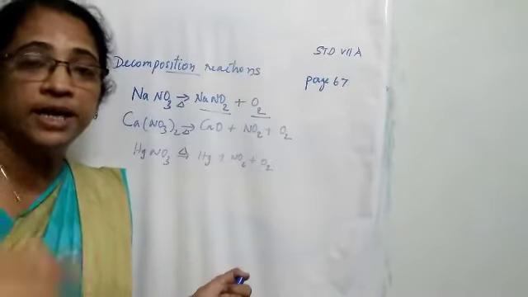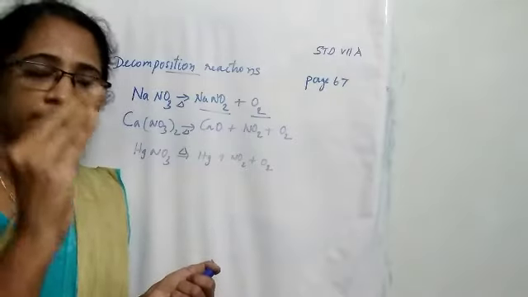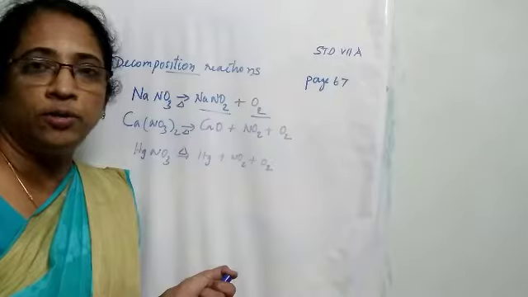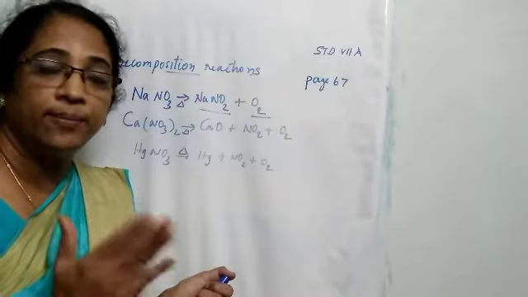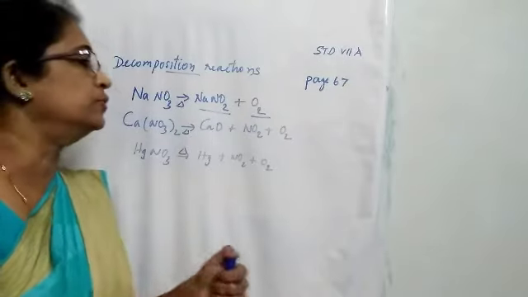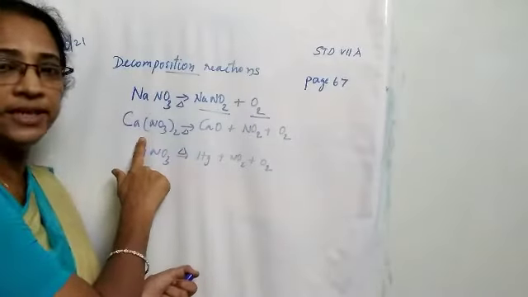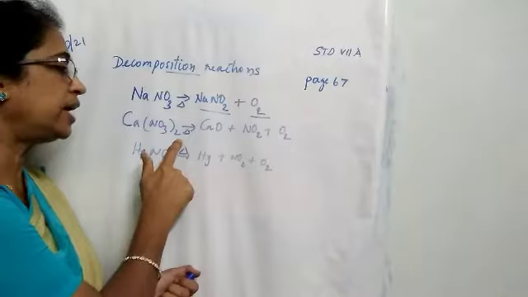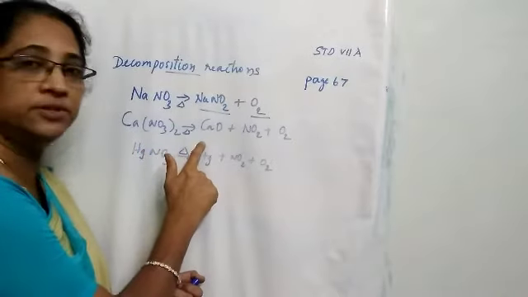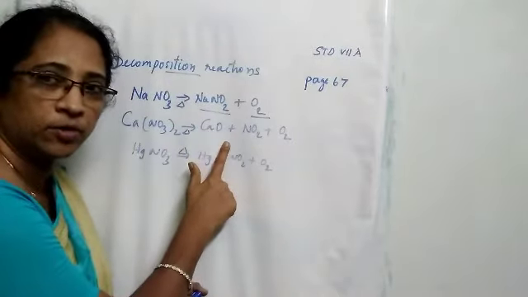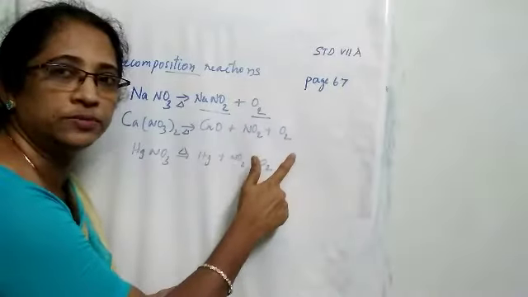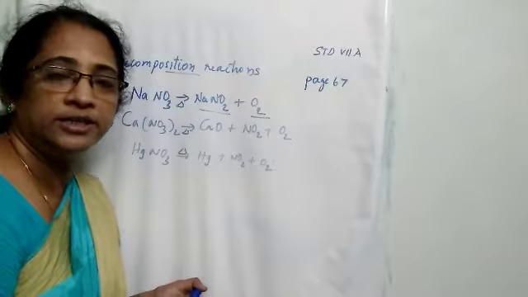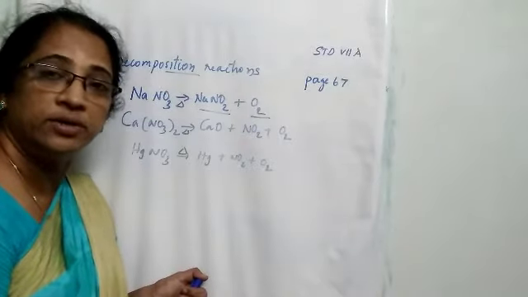Then the remaining elements in the activity series, from calcium to copper, decompose to form the respective oxides plus NO2 plus O2. For example, let us take calcium nitrate. Calcium nitrate on heating gives calcium oxide, the respective oxide, plus NO2 plus O2. The color of NO2 is a reddish brown gas. NO2 is a reddish brown gas.